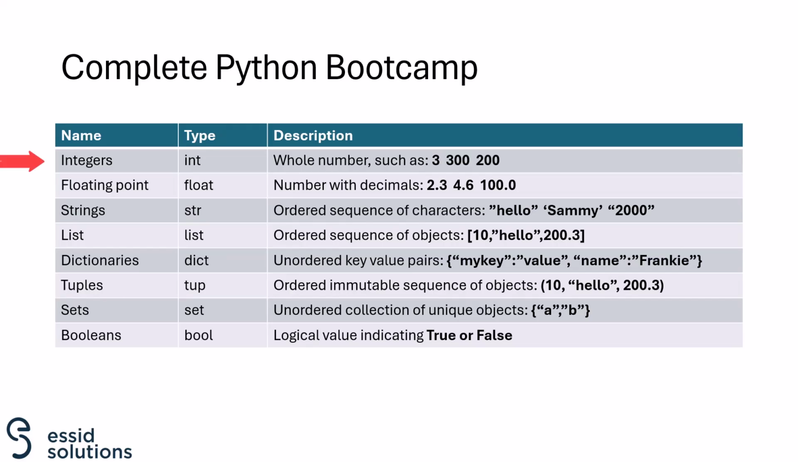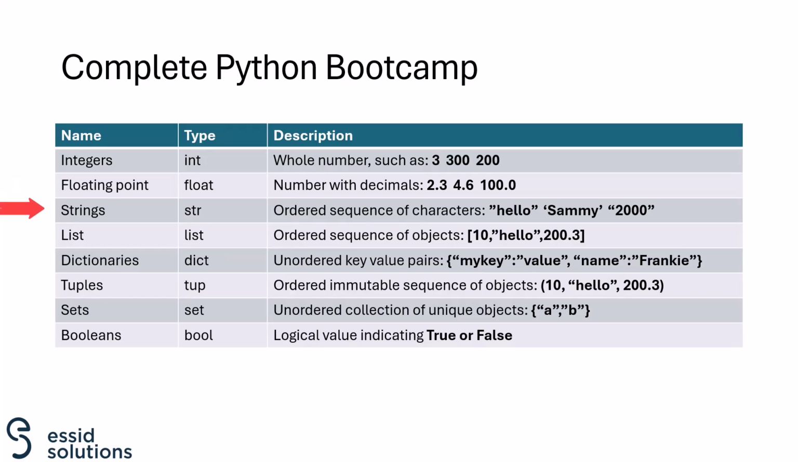We start with integers, which are basic whole numbers like 300, 3, and 200. Then we have the floating point numbers. Those are numbers that have a decimal point like 2.3, 4.6, or 100.0. Notice that even though 100.0 may seem like a whole number, it's a floating point number because of the decimal.